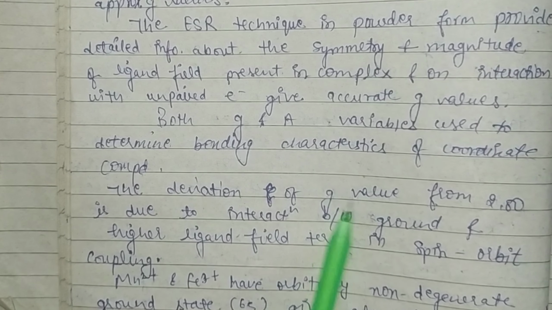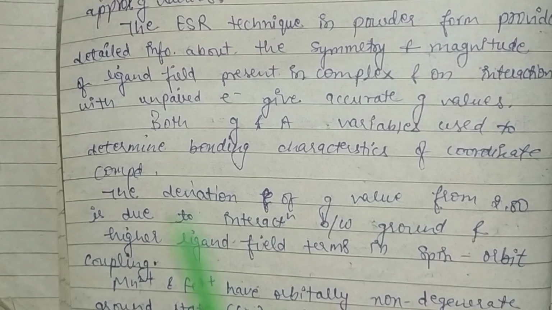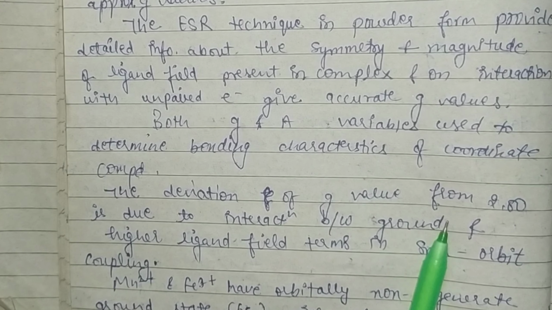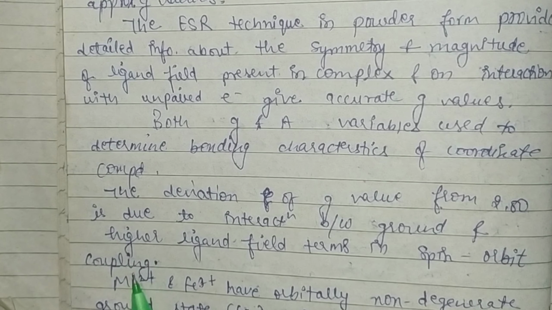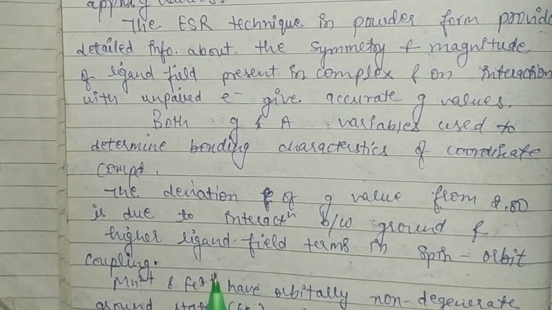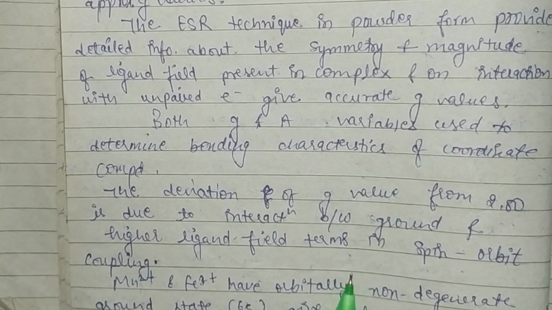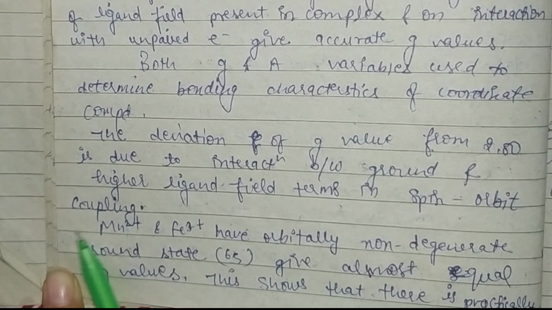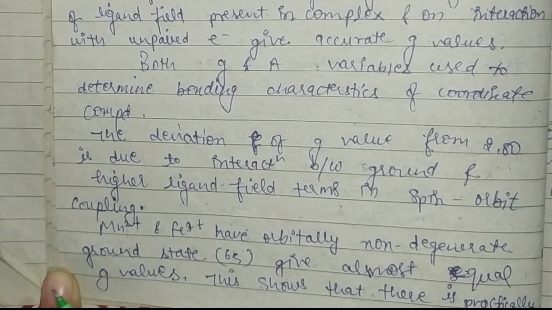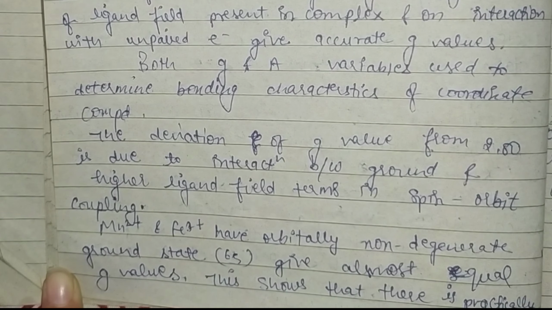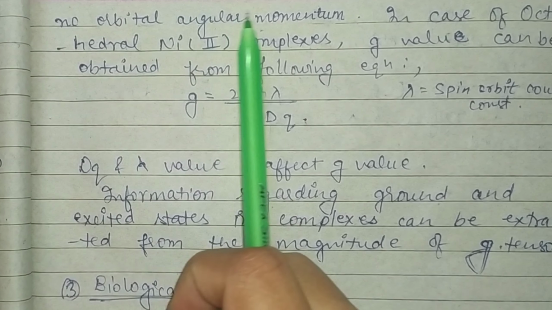The deviation of g value from 2 is due to the interaction between the ground and higher ligand field terms in spin orbit coupling. Mn2+ and Fe3+ have an orbitally non-degenerate ground state 6S which gives almost equal g values. This shows that there is no orbital angular momentum.